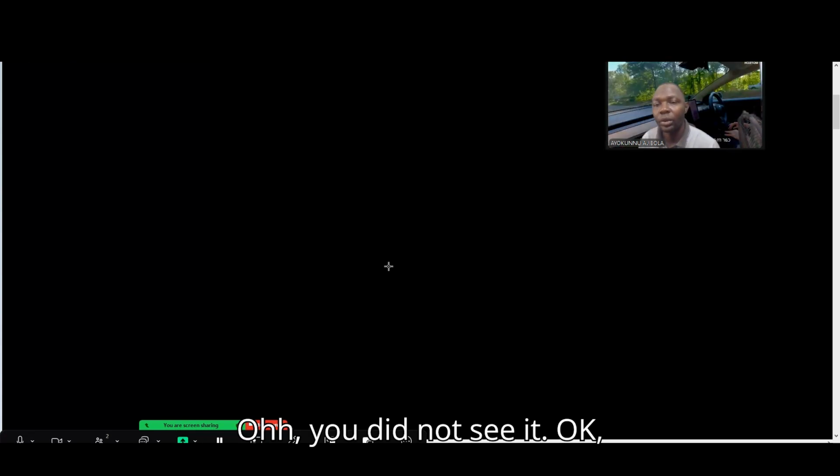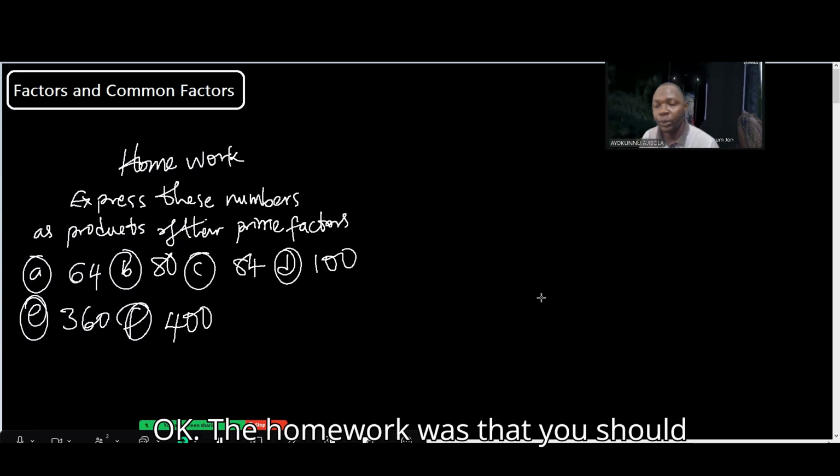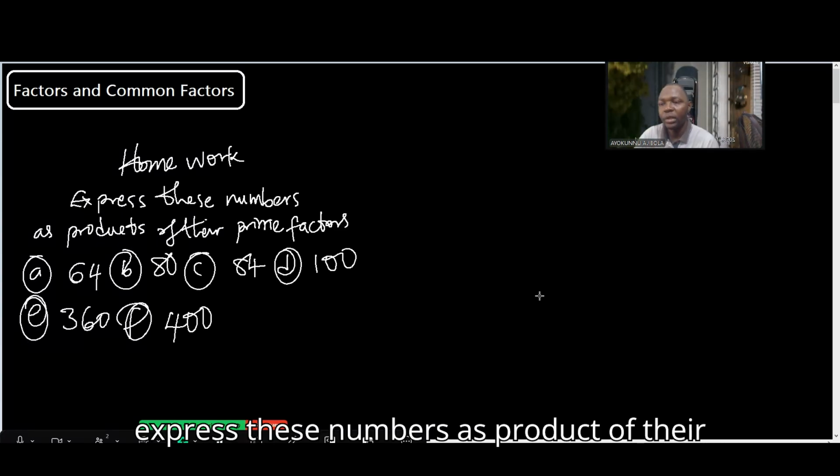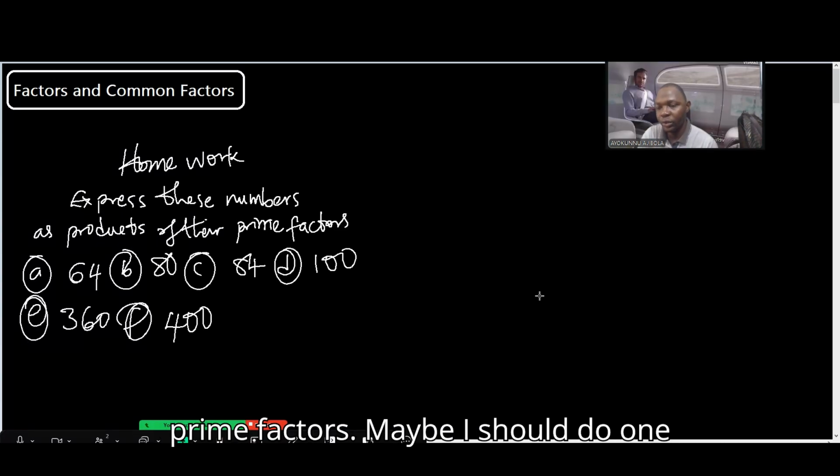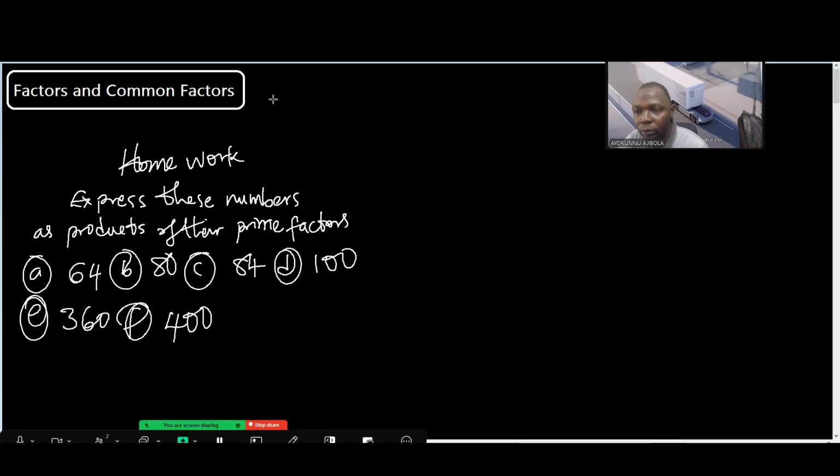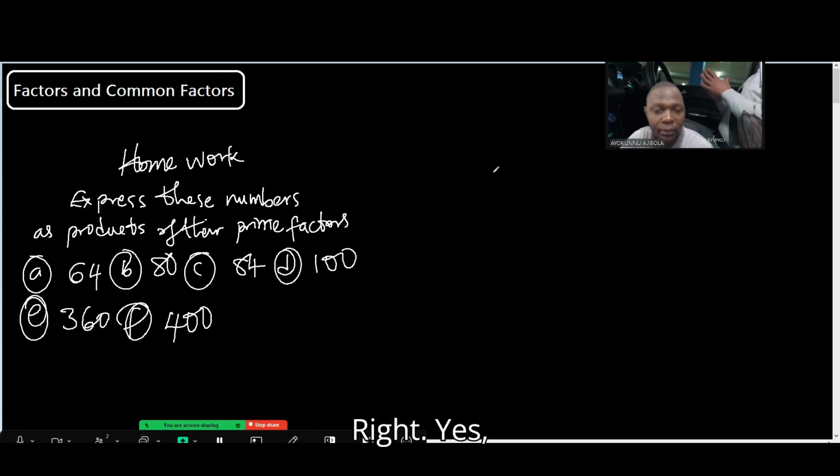Haven't. Okay. The homework was that you should express these numbers as product of their prime factors. Maybe I should do one example, right? Yes, okay. Now, example.